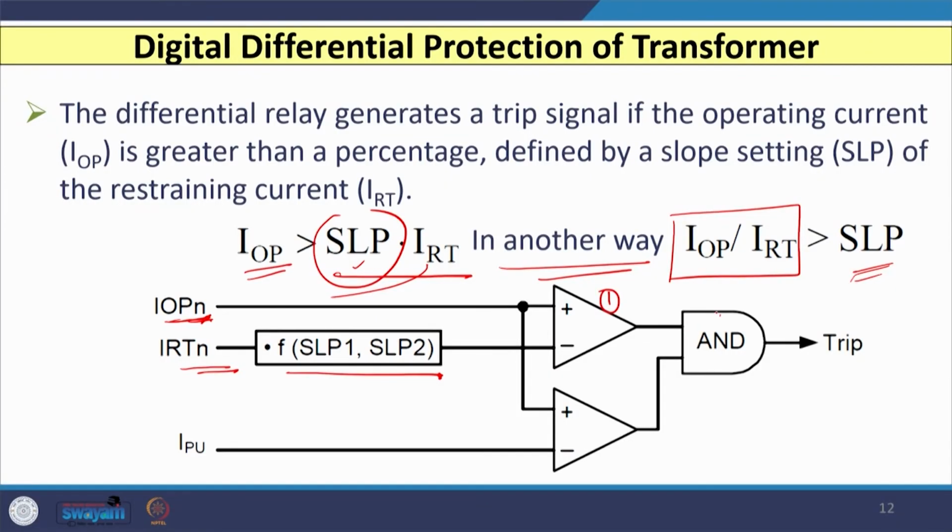gate. And similarly, we have the I per unit, that is the basic threshold, and that is also compared with the operating current IOP, and that output is given to the other end of the AND gate, and finally, you will have the trip signal. So, if my operating value is greater than the restraining value, and if my operating value is greater than the I per unit initial threshold, then the relay should initiate a trip command, and your circuit breaker will be tripped.